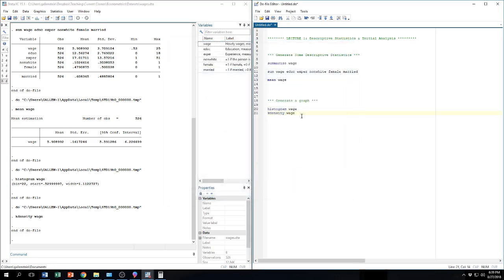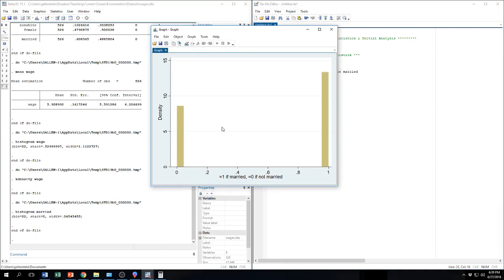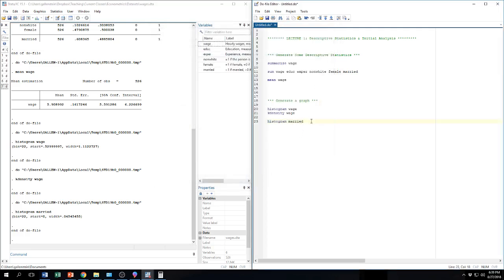Okay. Now we could even do that for some of our binary variables. Let's say we want to do histogram, and let's do married. We said we wanted to look at married, so let's run that. This distribution function is binary. There's only 2 values, but it gives us kind of the probability of the different ones. Okay. Now that's just kind of a review of what it looks like to generate an observational, or an empirical, we might say, distribution.